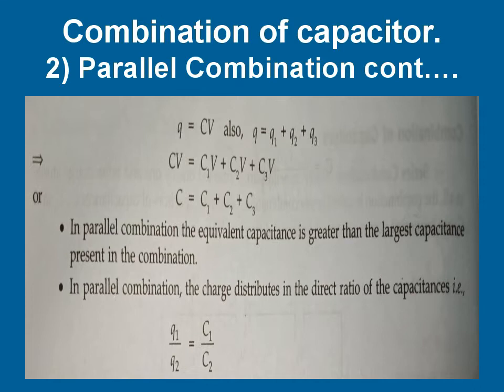Now the next point is that in parallel combination, the charge distributes in direct ratio. You know, in series combination it is in inverse ratio. Now in parallel combination, it is in direct ratio of capacitance, that is, Q1 by Q2 equals C1 by C2. I hope you understood up to this. You have no doubt in this topic. If you have any doubt, please ask any time. Now we proceed to the next slide, where we discuss energy stored in a capacitor.